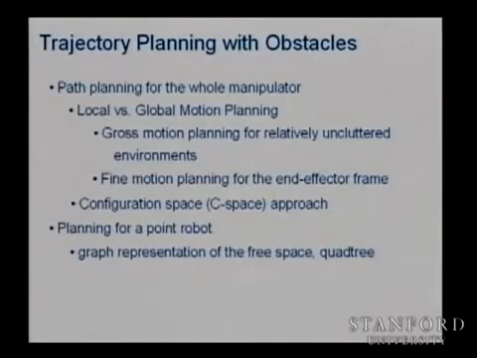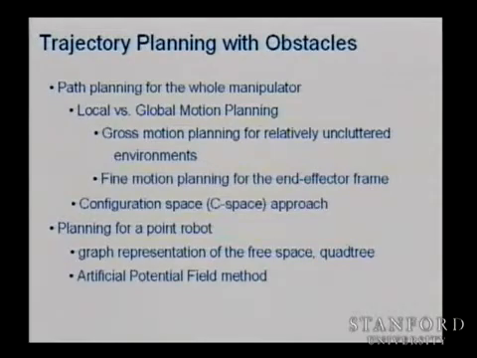Let's go back. Okay, so we have C-space, planning for a point robot. You can put a graph representation of the free space, build a quadtree, and know which part of the free space you are in, and then plan a path.